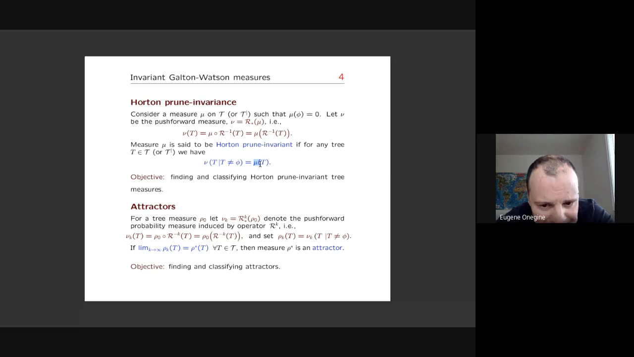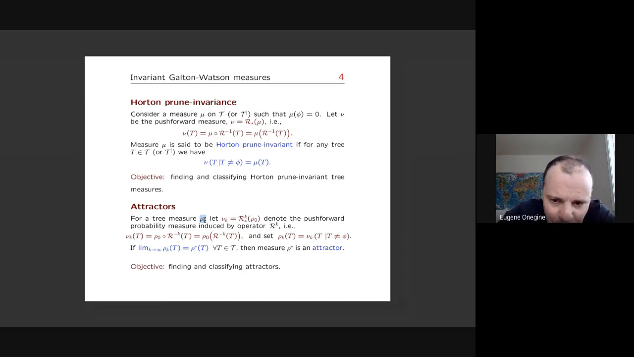Okay. Now, besides invariance, there are other important properties. One of them is attractors. So what if I start with some other measure that may not be Horton prune invariant, say rho zero. I induce a forest of trees with this rho zero, and then I start pruning them consecutively. I'll prune all the trees once. Some will disappear and it's fine, but many will survive.